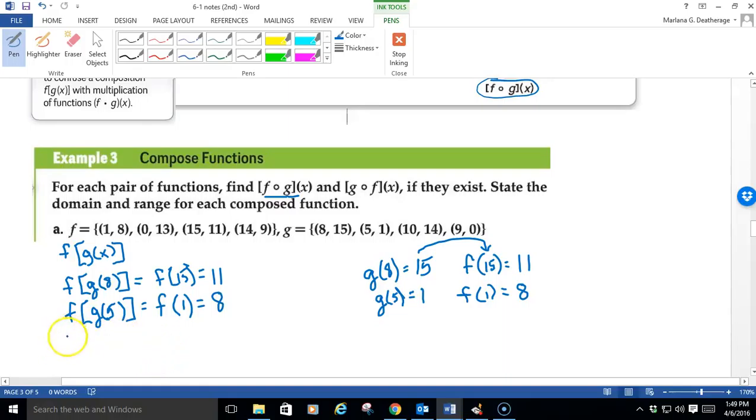Okay, 2 more times. F of, now what I want to find, g of what? My third x value in the g function. So I want f of, now what's g of 10? 14. Now what's f of 14? 9.